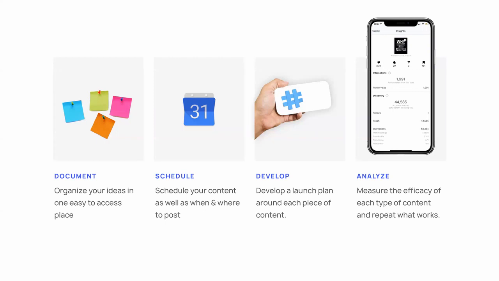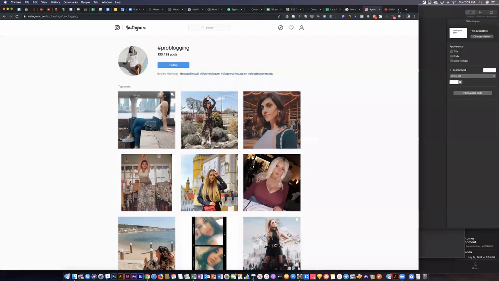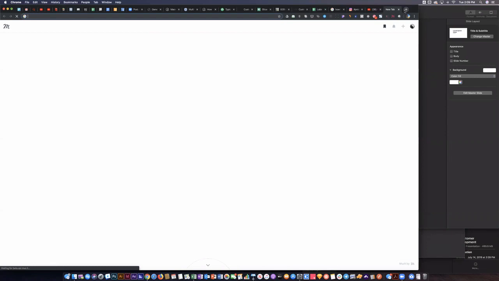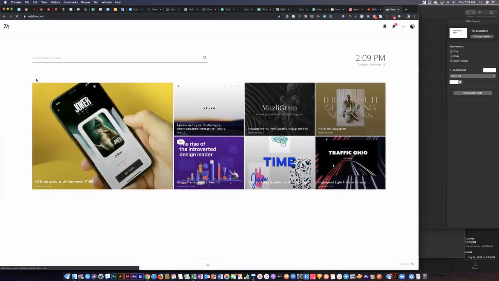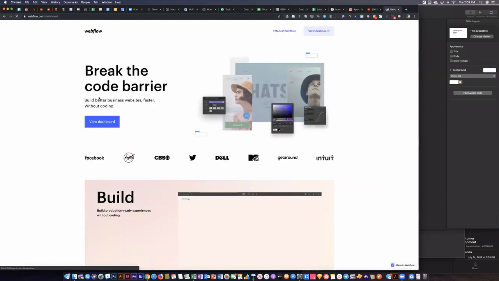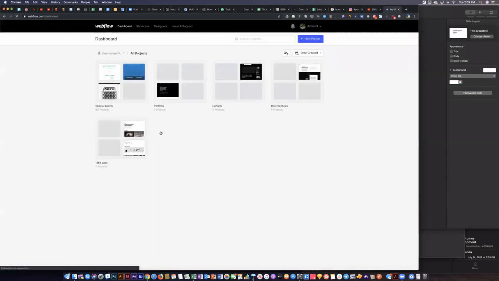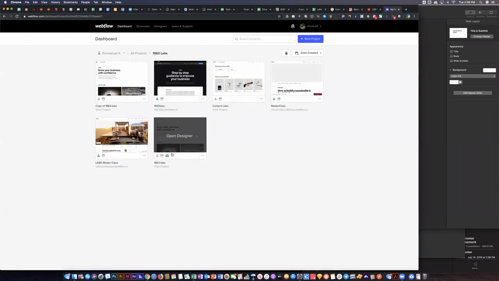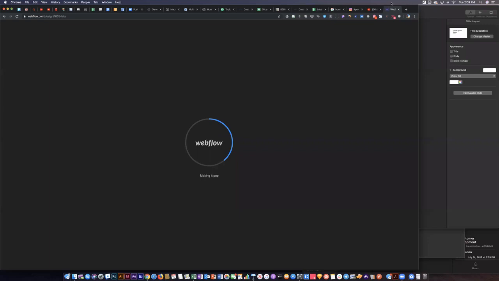So document, organize your ideas in one easy to access place. Actually, another thing that we're coming up with, and let me just pull it up real quick, is something for the idea piece, because I know the process of figuring out the idea is pretty tough. So it's kind of like letting you peek behind the curtain here real quick.